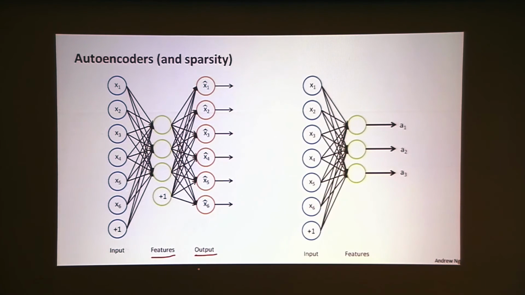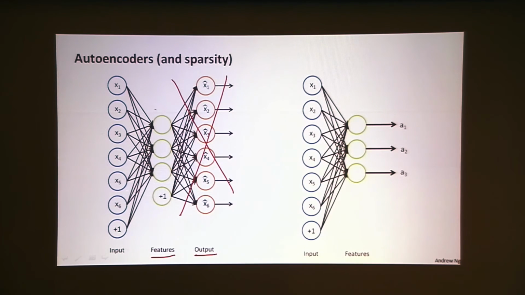After training this network, we're going to lop off the output layer, just get rid of that. And we're going to take the feature values computed by the hidden units as our feature representation for this image. Okay? It turns out that if you train a standard autoencoder, just as I've described it, it won't work well. But there's one modification which makes it actually learn useful features, and that is sparsity.